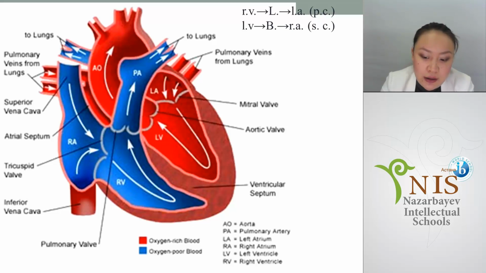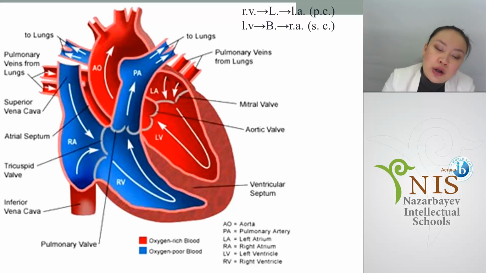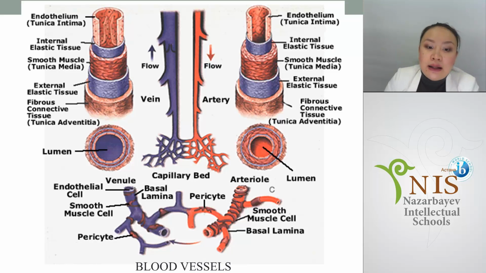Let's just look with help of this one. Right ventricle starts, connects with the lungs, and it goes into the lungs and comes back into the left atrium, and this will be pulmonary circulation, and left ventricle. Blood from the left ventricle goes into the whole body and comes back into the right atrium, and this will give the systemic. Okay, now let's look at the blood vessels.